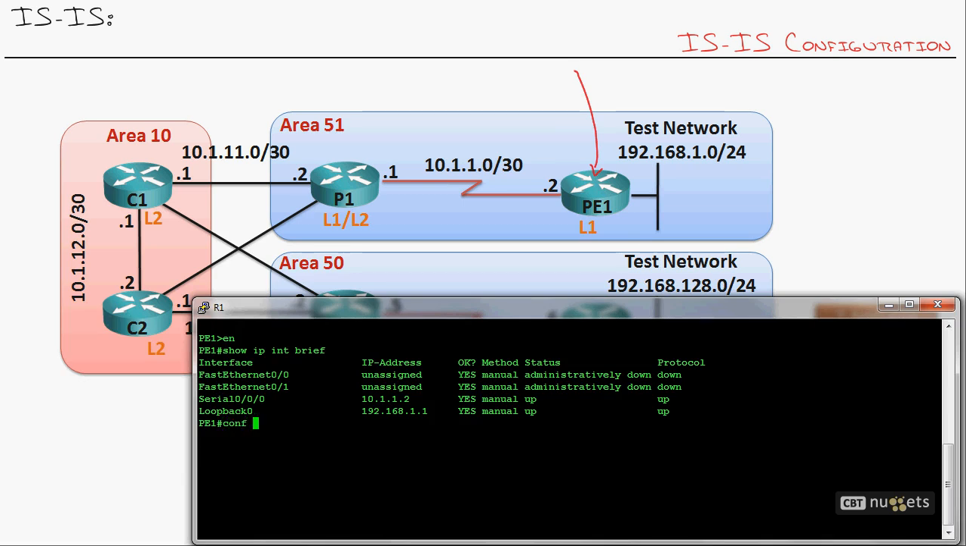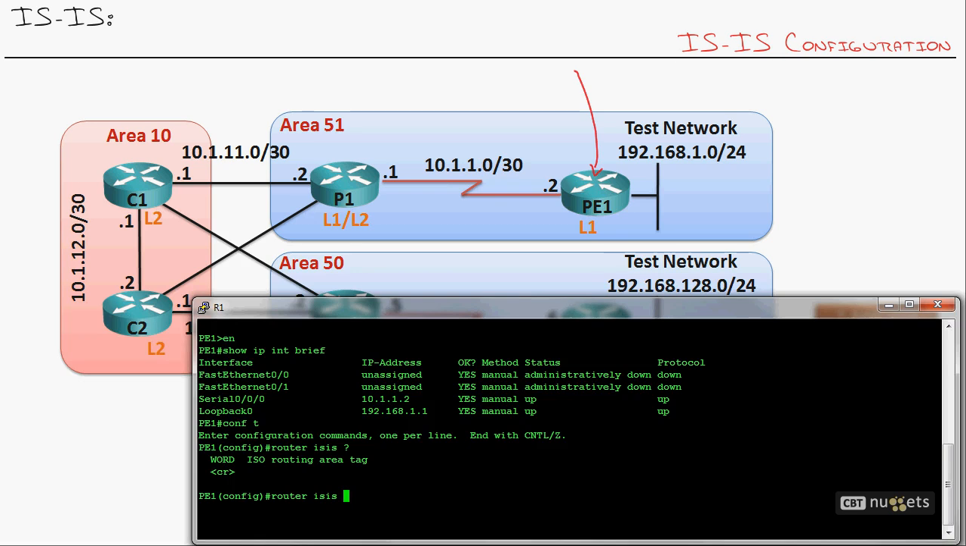First things first, global configuration mode. I'm going to type in router ISIS, which allows us to kick off the ISIS routing process. Now, if this were OSPF, which, again, most people are familiar with, you would type in a tag here, right? And that would be a number. Wait, it's not a tag. It's a process ID, right? Process ID is a number between 1 and like 4 billion.